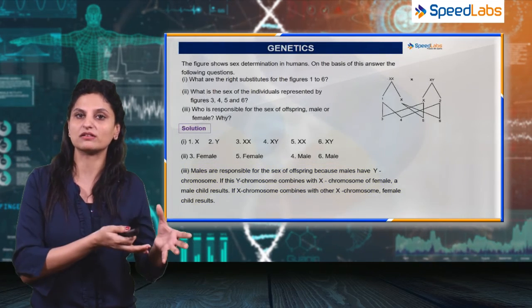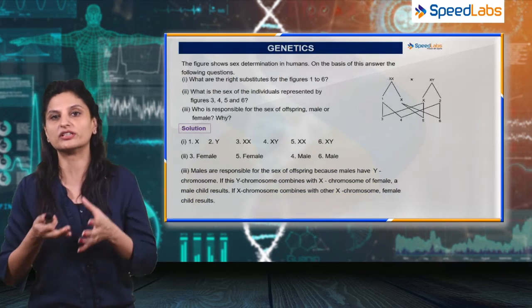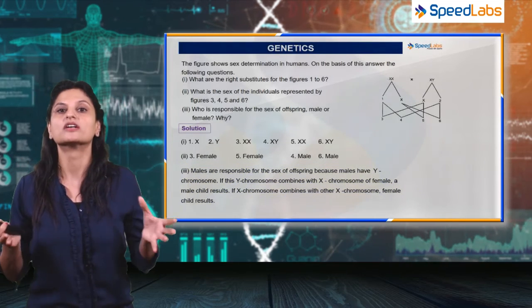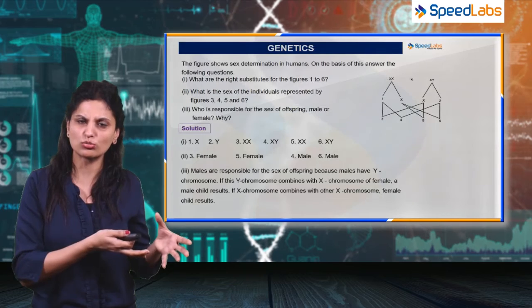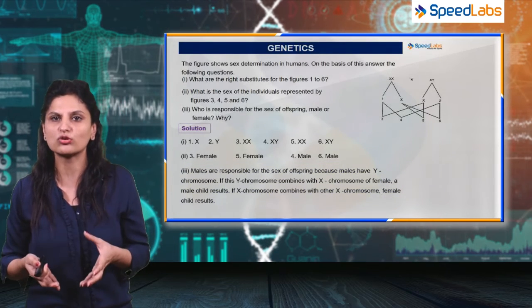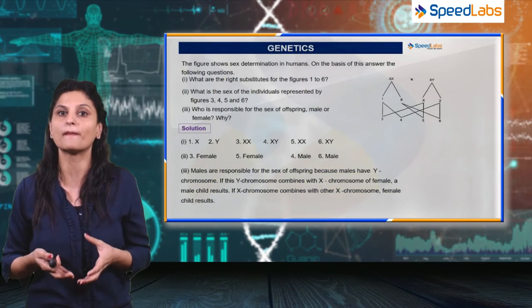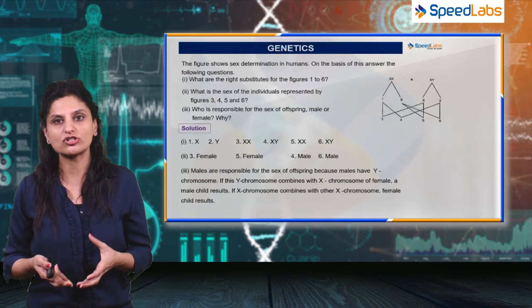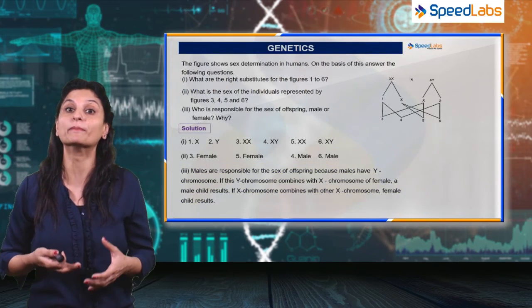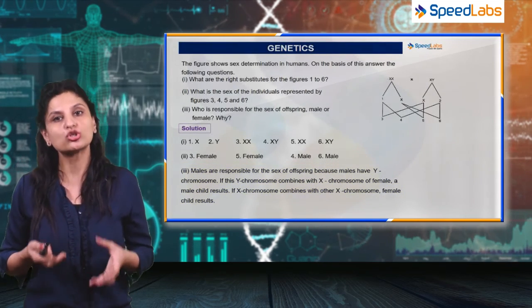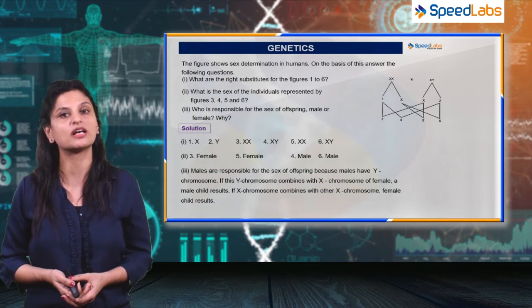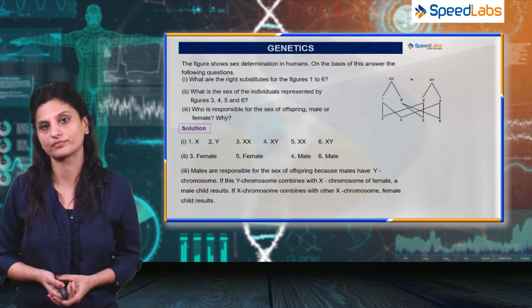When the X gamete fuses with the X gamete, the resultant is female, whereas when the gamete carrying X chromosome fuses with the gamete carrying Y chromosome, the resultant individual is a male. So the sex of the child depends upon the male, because of the possibility to produce two different kinds of gametes, and not the female.